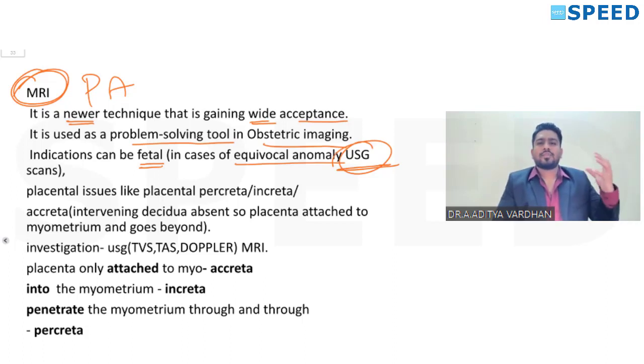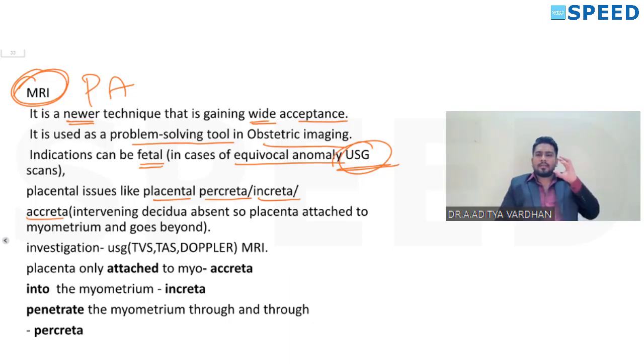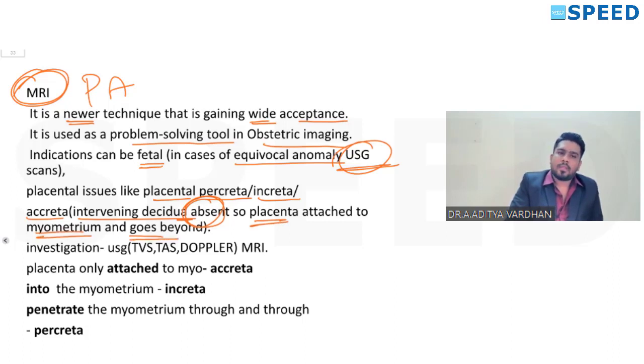Okay, so placental issues like placenta percreta, placenta increta, placenta accreta. In these cases what happens, sir? Remember, normally there will be a decidua between the placenta part and the uterus. That intervening decidua will be absent. So what happens? The placenta will start getting attached to the myometrium and goes beyond, friends. Goes beyond. I'll show you an image.